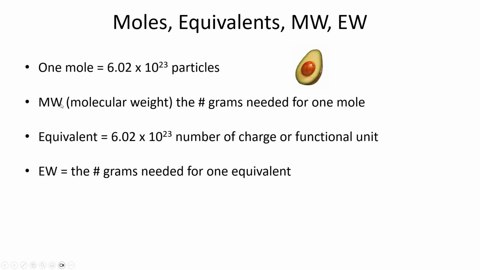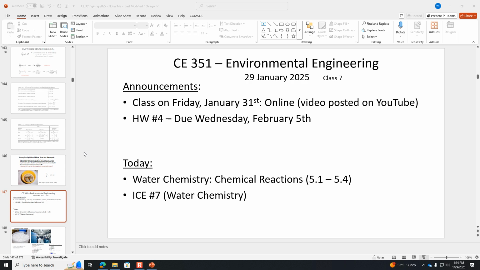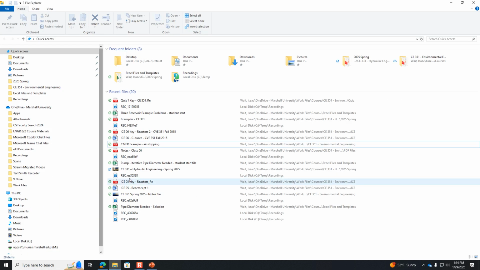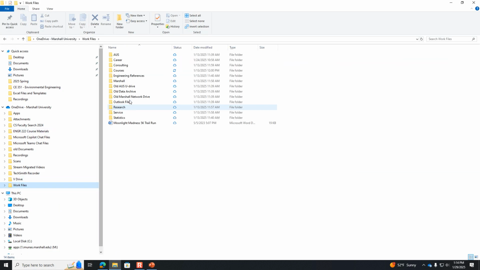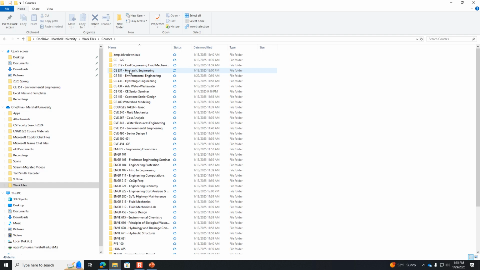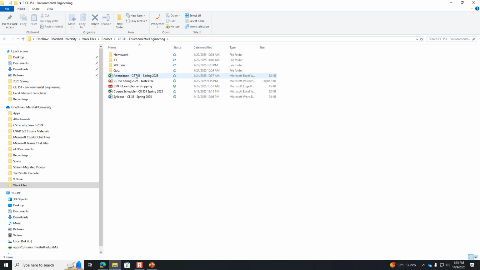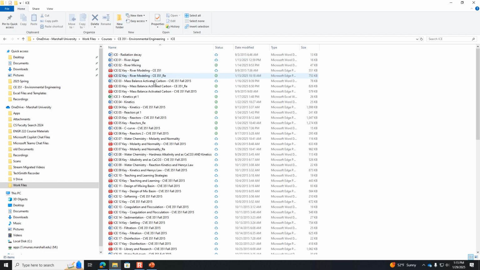Closely related to the molecular weight is the equivalent weight. EW is equivalent weight, and that's just the number of grams needed for 1 equivalent of something. So I have a handout for you where we're going to do some basic calculations just to get the mental chemistry juices flowing. Let me bring it up on the screen for the benefit of the sizable fraction of your classmates who aren't here today.